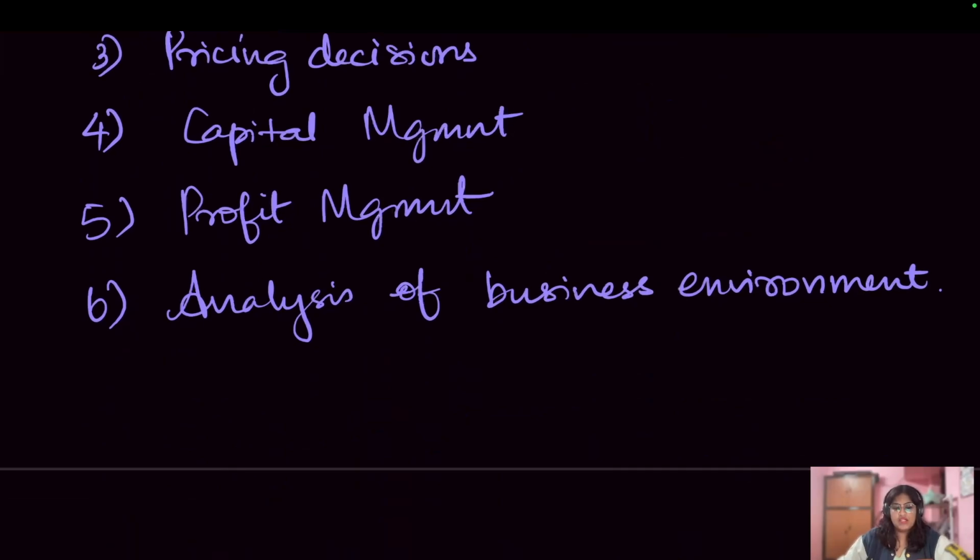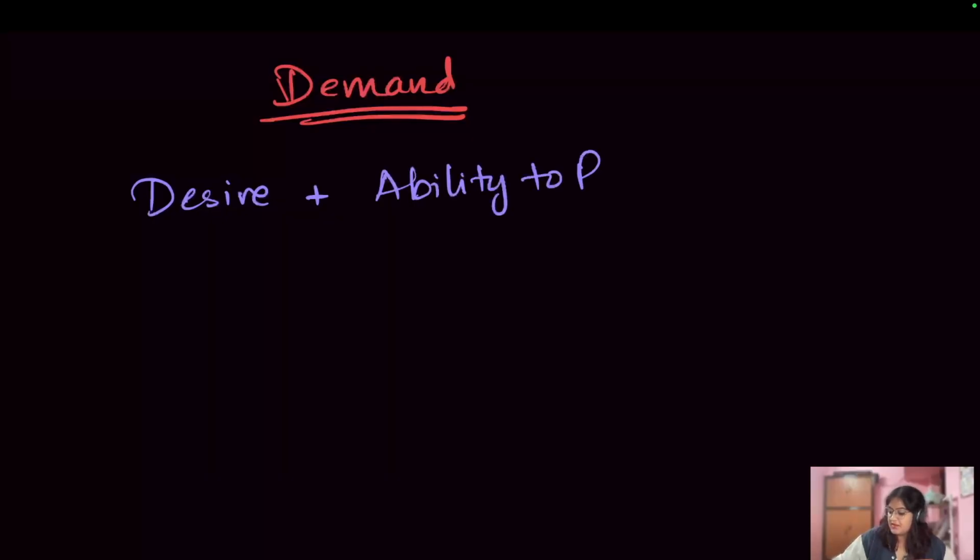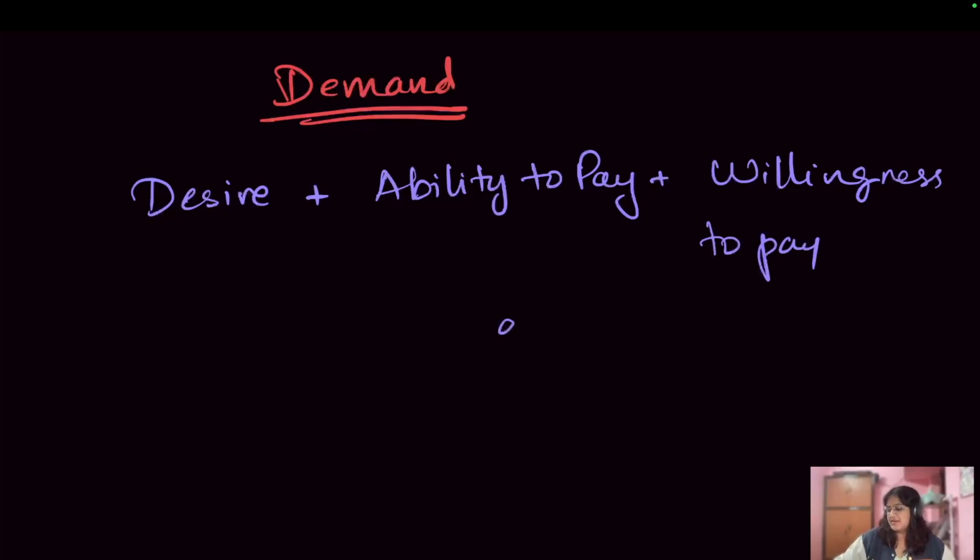Then let's understand the concept of demand. What is demand? In economics, demand is not just wanting something. Demand is three things coming together at the same time. What are these things? The desire, the ability to pay, and the willingness to pay at a specific time.